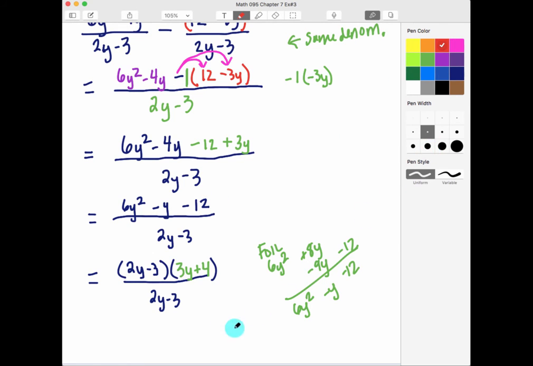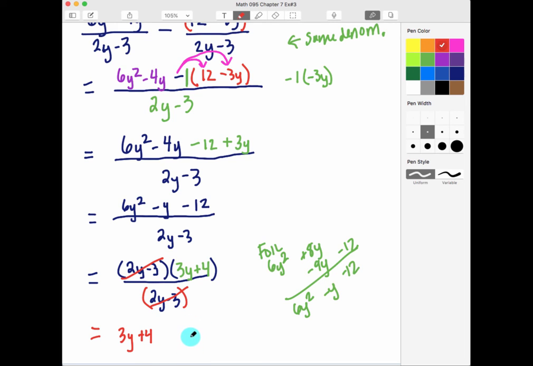So at this point, because I have a 2y minus 3 in the numerator and 2y minus 3 in the denominator, I could even emphasize that they're the same by putting parentheses there. These are the same terms. They cancel out to become a 1, just like we've been doing. And the factor that's left over is 3y plus 4. So we are all done.